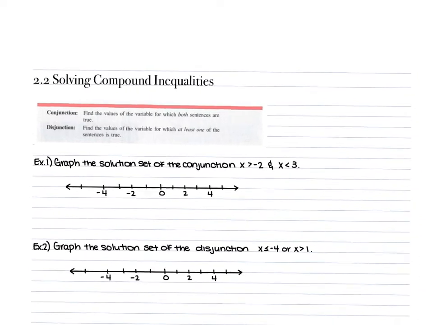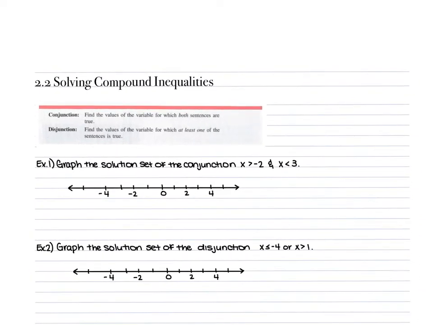Solving compound inequalities. When we graph these, we're going to have two separate lines. These lines are either going to connect between two different numbers, or they're going to go opposite ways. We want to remember too, when we're graphing these, you're going to have either a closed circle or an open circle.